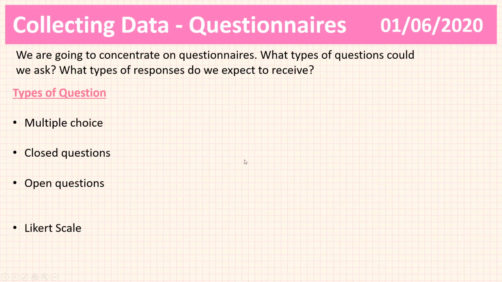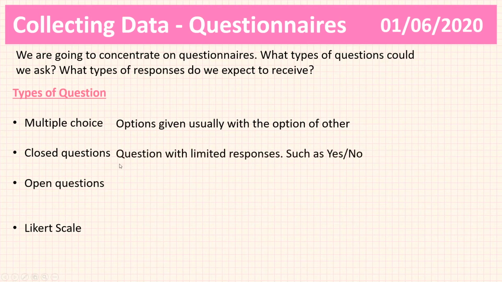Okay, so multiple choice questions are where the options are given and there's usually an option for an other. So that's what a multiple choice question is. A closed question is when questions have a limited response, something such as yes or no questions. So I'll give you a question and the answers are going to be yes or no. They're the only options. They are closed questions. Multiple choice questions can be a type of closed question.